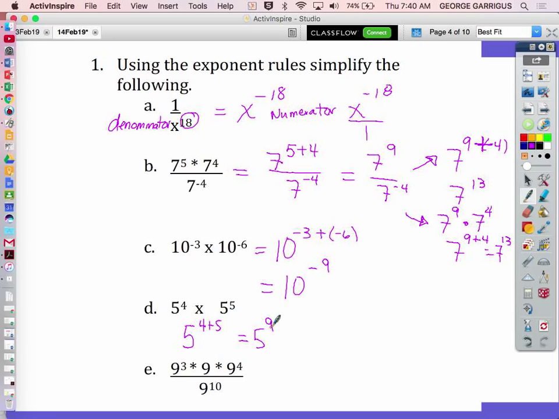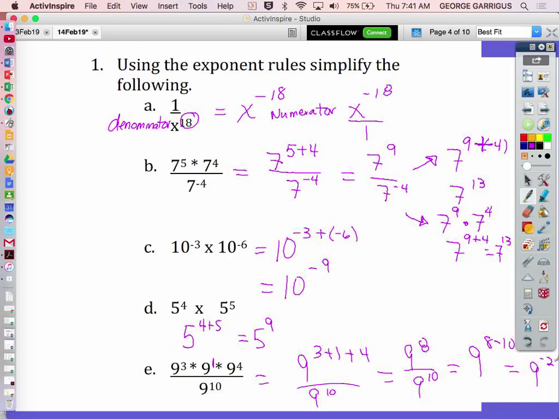And on part E, similar to C, we have 9 in the numerator, 3 plus 1 plus 4. In the denominator, we have 9 to the 10th power. I'm going to add 3 plus 1 plus 4. I end up with 4 plus 4 is 8. 9 to the 8 over 9 to the 10th. Now I have the same base number, and I'm going to subtract 8 minus 10. My final answer is 9 to the negative 2.